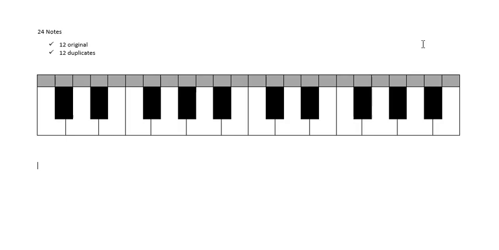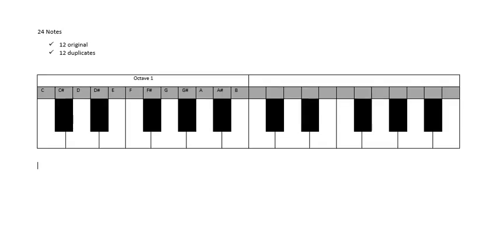here is an example of an octave that has 24 notes. Twelve of these notes are original notes, and the other 12 are just duplicates of the original notes. We've got the first octave on the left, and the number 1 next to the note name, like for example C1, C sharp 1, D1, symbolizes that this is octave 1.